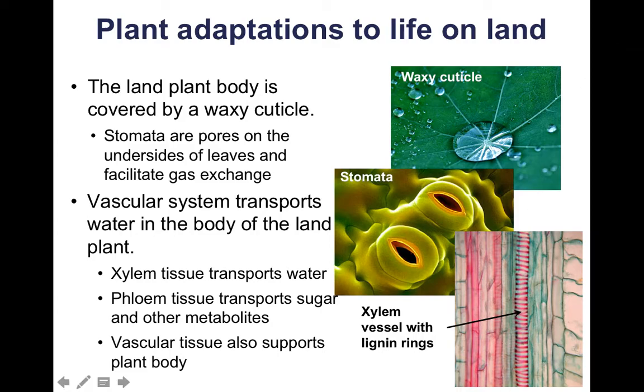So this is an example. This is the xylem tissue, and this is how it does it. It has these little rings around it, and this is made out of a really, really strong organic molecule called lignin. It's almost like having a little tiny miniature beam through the plants that helps support it.